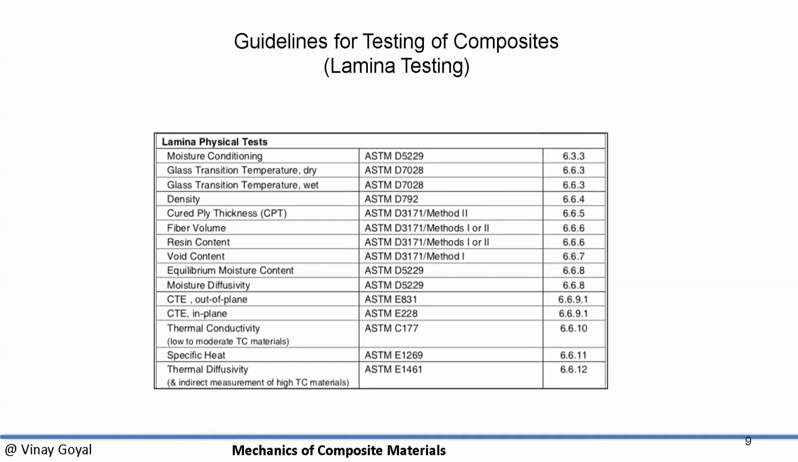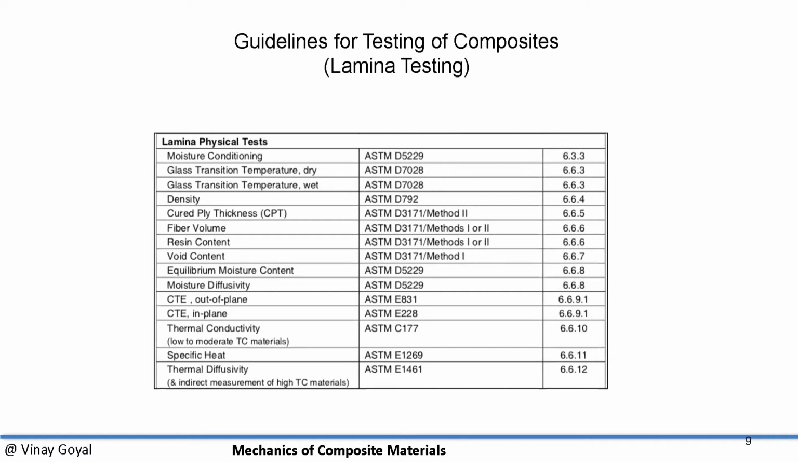Here we're looking at moisture conditioning, glass transition temperature for wet and dry. You can look at density, cured ply thickness. So when you cure a composite, the ply thickness may not be what you thought, so you can actually measure that using that standard. Fiber volume, you can measure the fiber volume content, the resin content, the void content. And then you can look at moisture diffusivity.